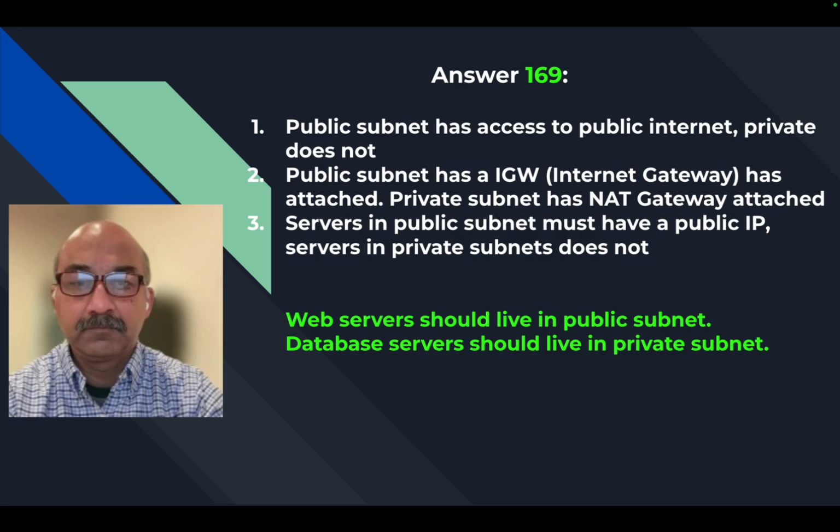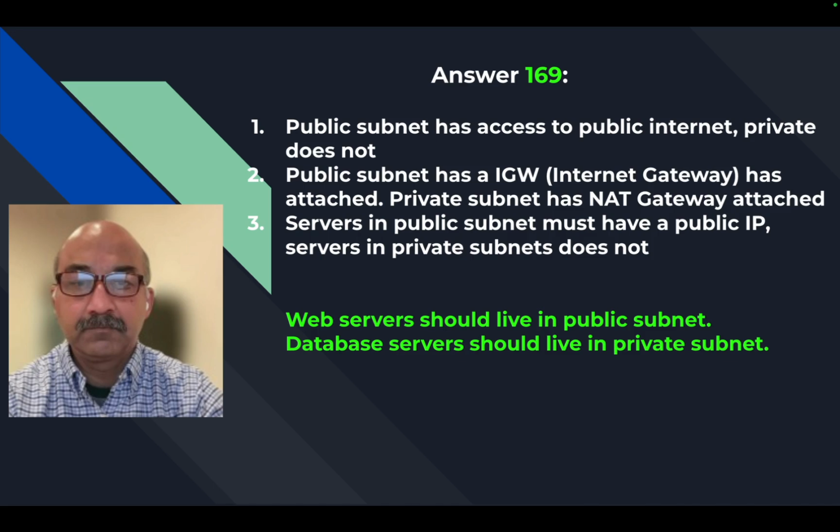Okay, back to the answer. So there are a few differences. The public subnet has access to the public internet. That's why it's called public. Private subnets do not. That's the big difference. And the way it works is the public subnet will have what's called an internet gateway attached to it. Essentially, it lets you access the internet, not using a NAT. NAT is how you get the private servers to talk to the outside world. Anyway, I kind of jumbled that one up.